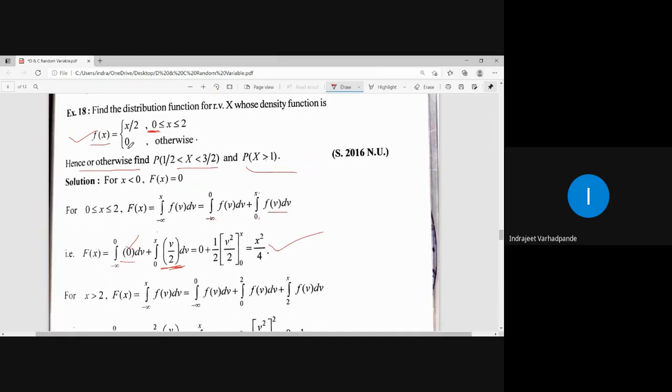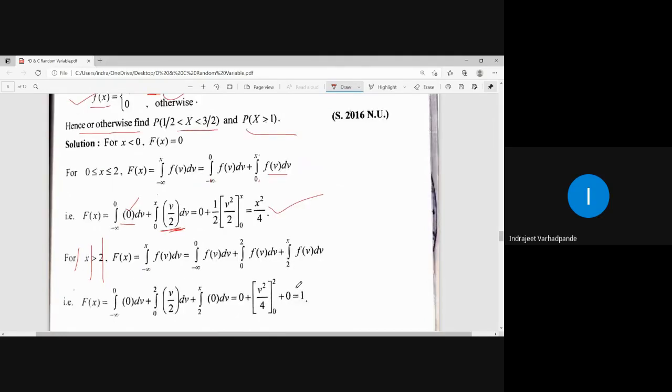Now, what is it? X greater than 2. Now, for x greater than 2, meaning up to x, how will we go? Minus infinity to 0, 0 to 2 and 2 to x. Clear? So, it is minus infinity to 0, 0 to 2 and 2 to x. This will be the final answer and it should always come out as 1.